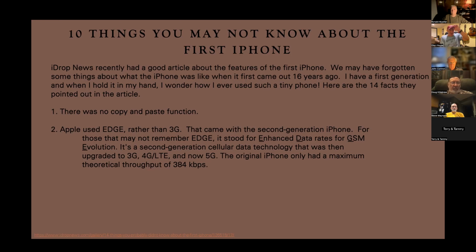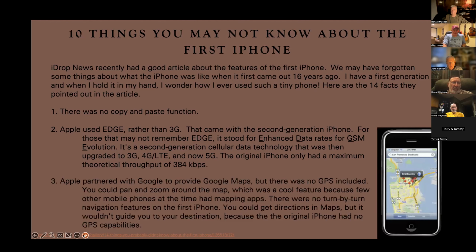Well, if you don't remember, it stood for Enhanced Data Rates for GSM Evolution. And it was kind of the second generation of cellular technology. And then we moved to 3G and 4G, LTE, and 5G. The original iPhone only had a maximum theoretical throughput of 384, is it kilobits per second? I think it is. So, very slow by our standards today.